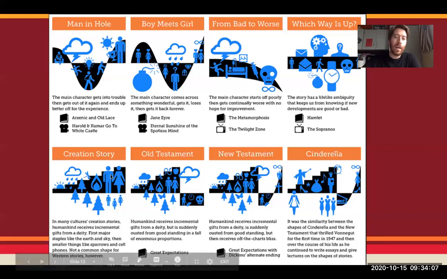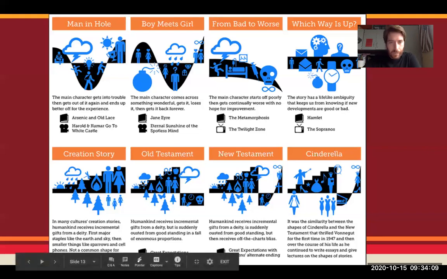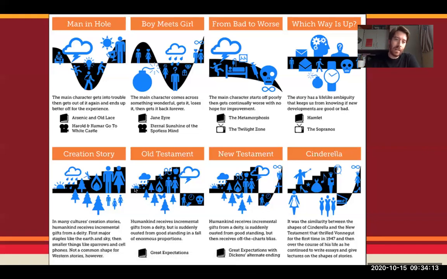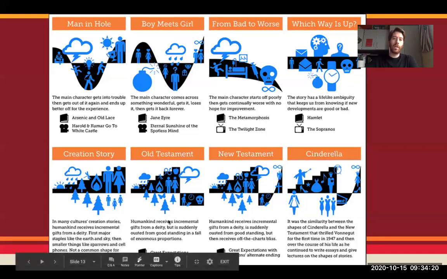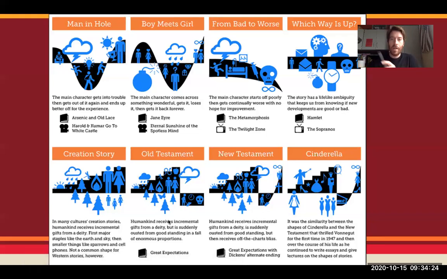So you might avoid the creation story shape. Another one would be the Old Testament story shape, which is the idea that good things happen, good things happen, good things happen, a mistake is made, and you lose it all. So a really good example here might be Adam and Eve leaving the Garden of Eden.